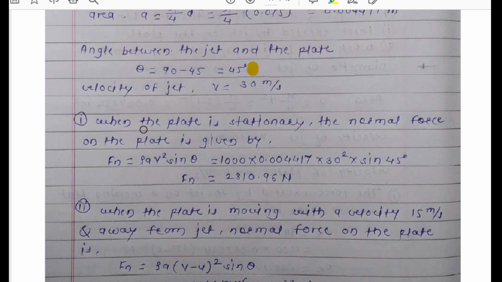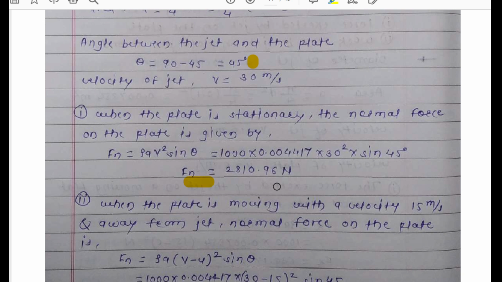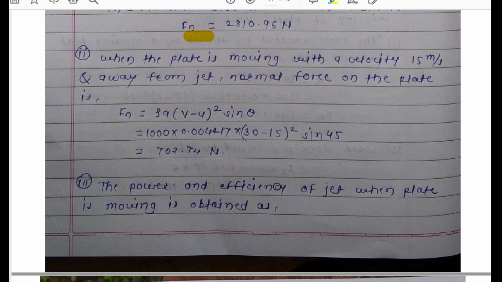Now, the first condition is when the plate is stationary. The formula for inclined normal force: they have again specified that we have to only find normal force, that means Fn only, not Fx and Fy. So for the normal force when the plate is inclined and stationary, the formula is rho a v square sine theta. Put all the quantities in this formula, we will get the Fn value as 2810.96 newtons.